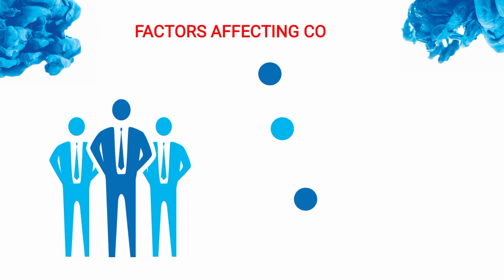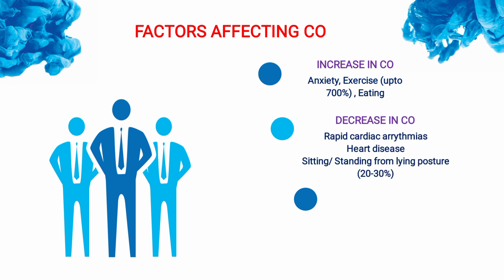The factors affecting cardiac output are as follows. Increase in cardiac output is seen in anxiety, exercise and eating. Decrease in cardiac output is seen in rapid cardiac arrhythmias, heart disease, sitting or standing from lying posture. No change is seen in sleep and moderate change in temperature.